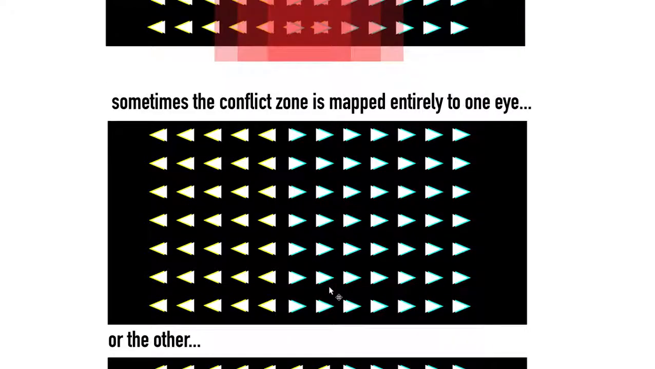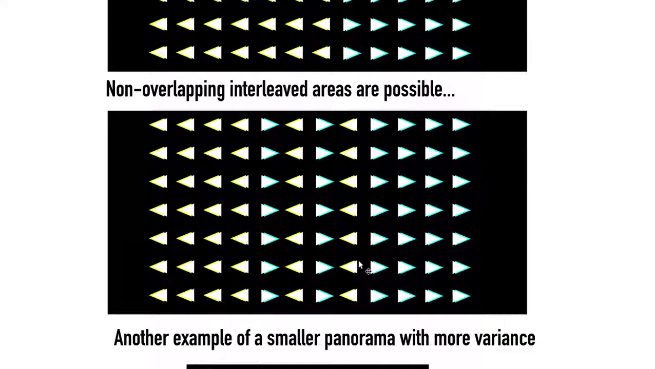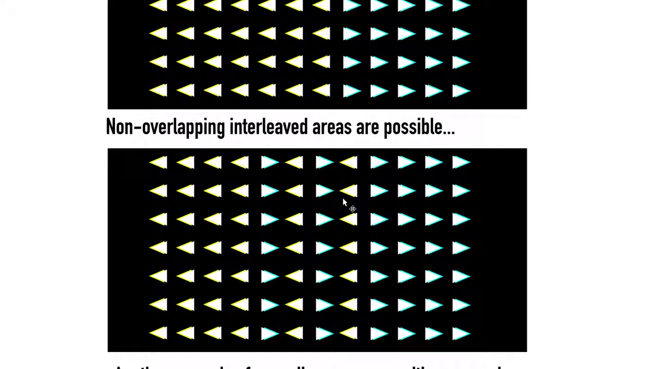Well, it seems in some people it maps that conflict area entirely to one eye. In this case, the right eye just dominates the left eye in that area, but the left eye still sees what's outside the conflict zone, or to the other eye, so the other way around. But what we've also seen is that non-interleaved areas are also possible. So that means that, like here, yellow, yellow, yellow, with the left eye, suddenly a column seen by the right eye, then a column seen by the left eye, a column seen by the right eye, a column seen by the left eye, and then right, right, right.